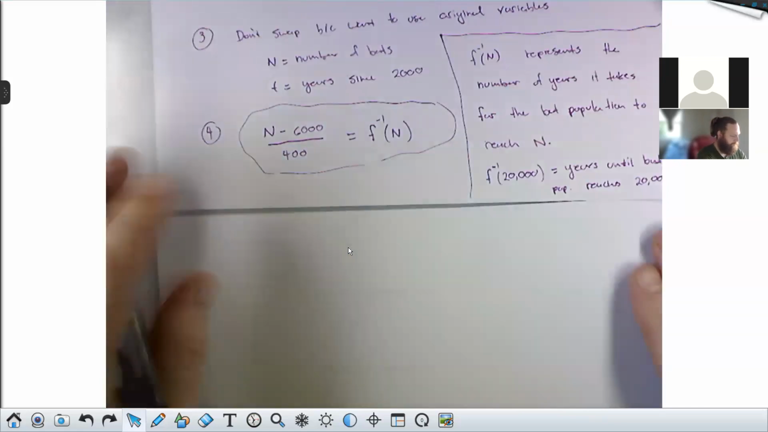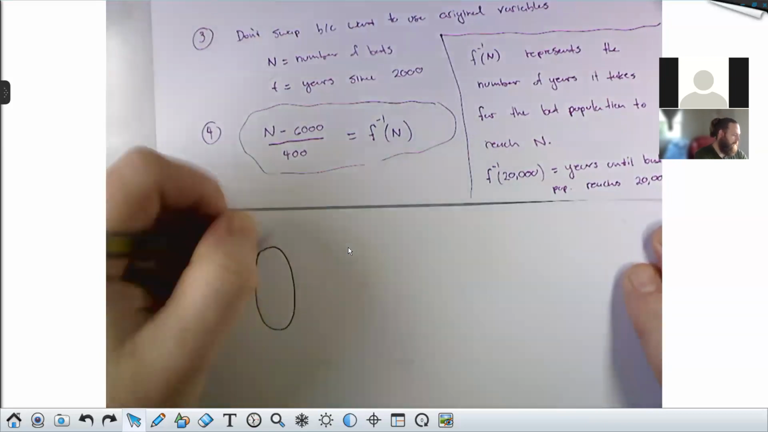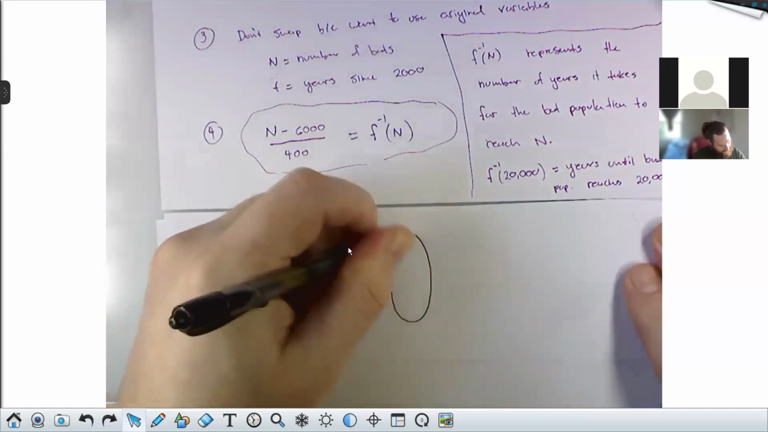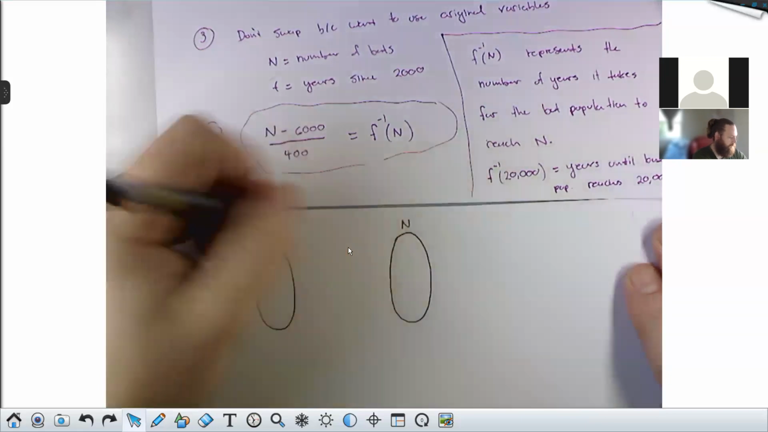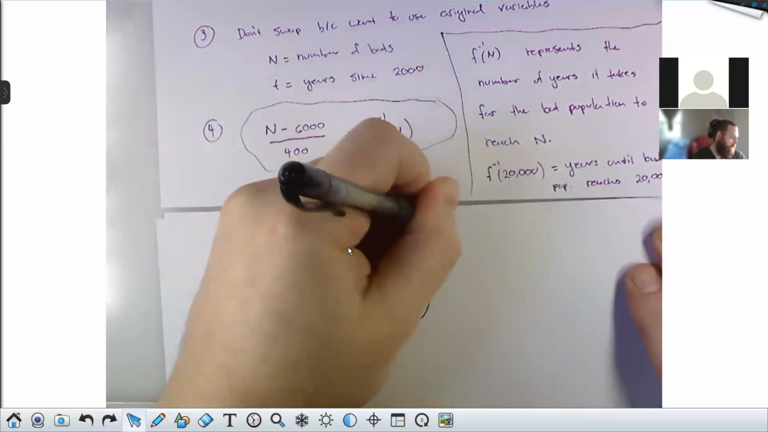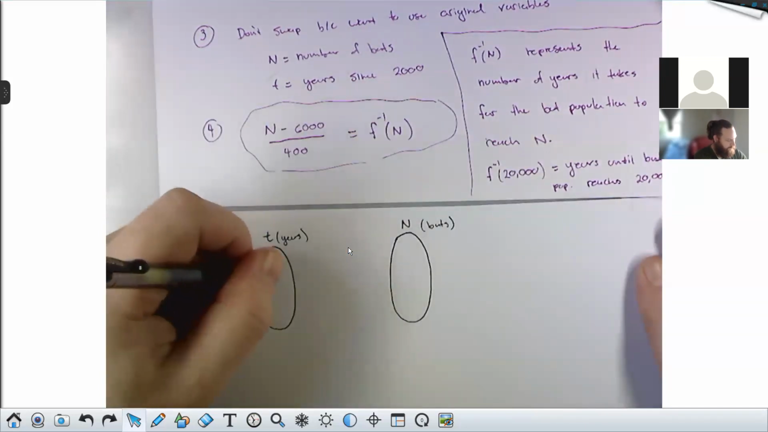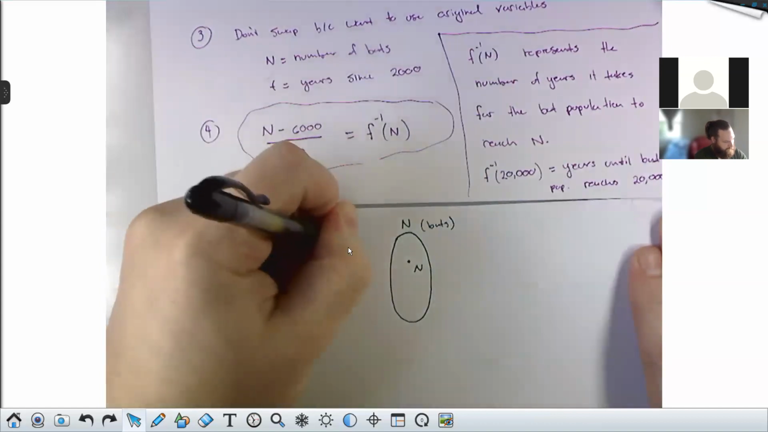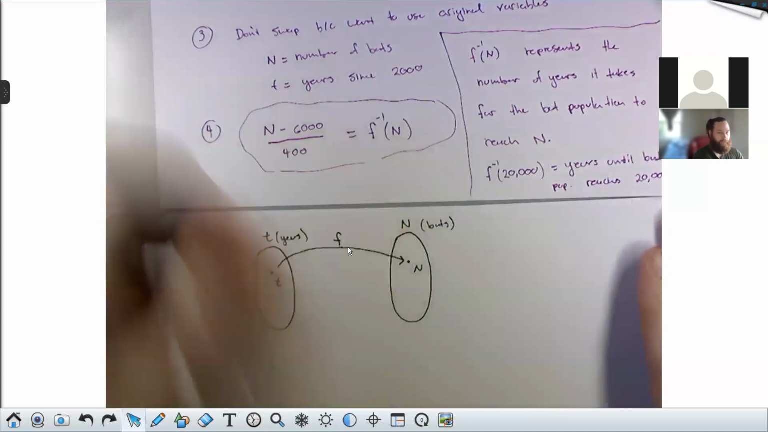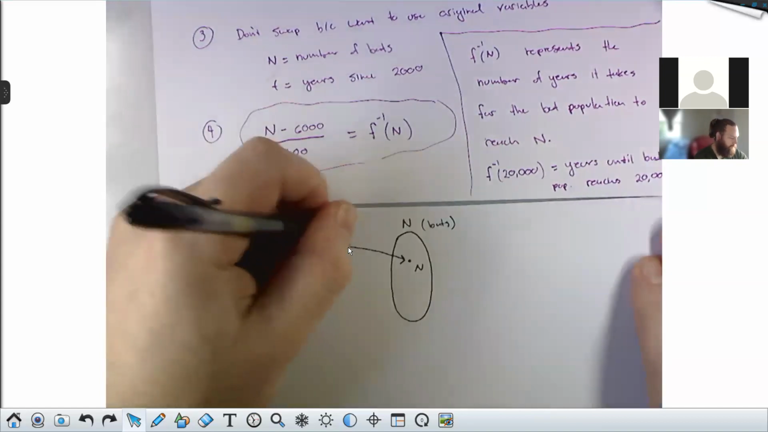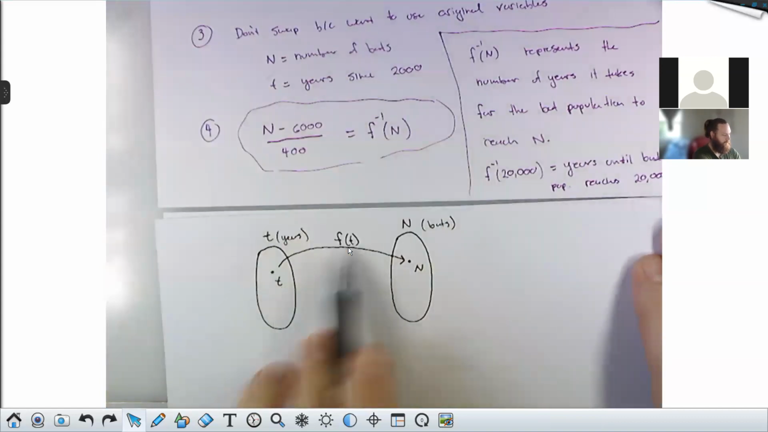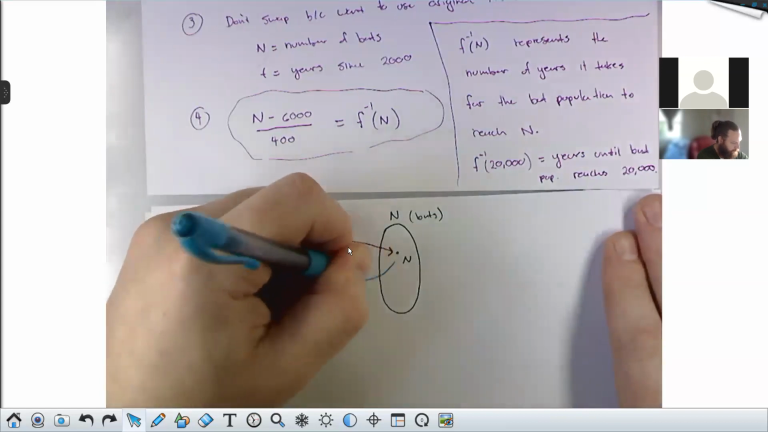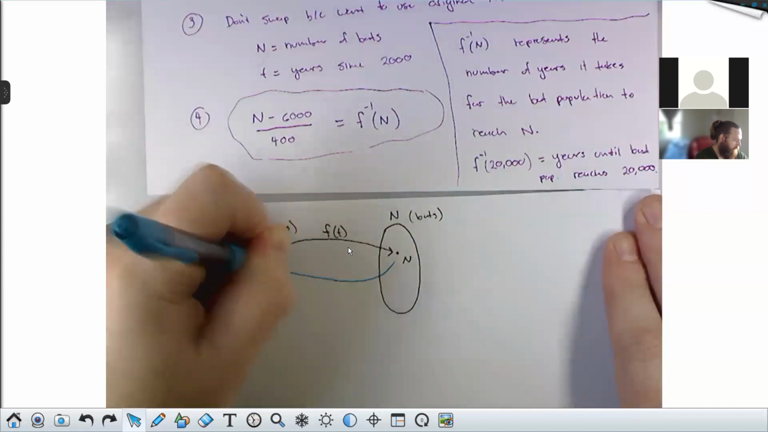So let me try to sketch this for you. Over here, your domain is the t variable. T's time, for years. And over here, you've got N, which is number of bats. The original function takes in these T's and spits out these N's. Right, and we wrote it as f of t. So we write f of t because it's taking in the inputs T and it's spitting out these N's. The inverse function is going to take in these N's, the number of bats, and spit out T's.